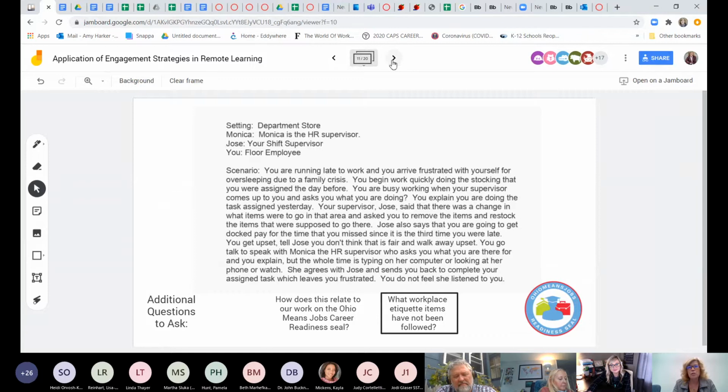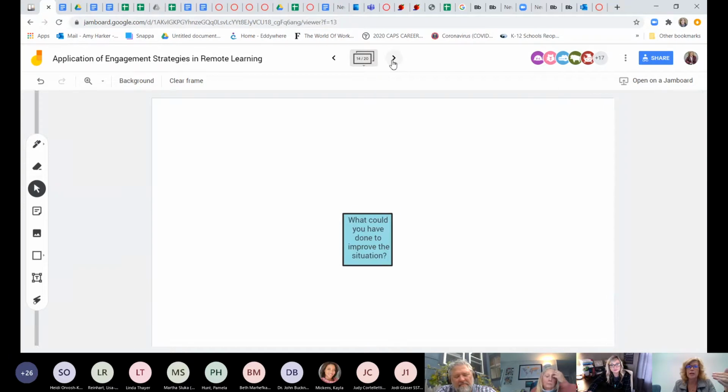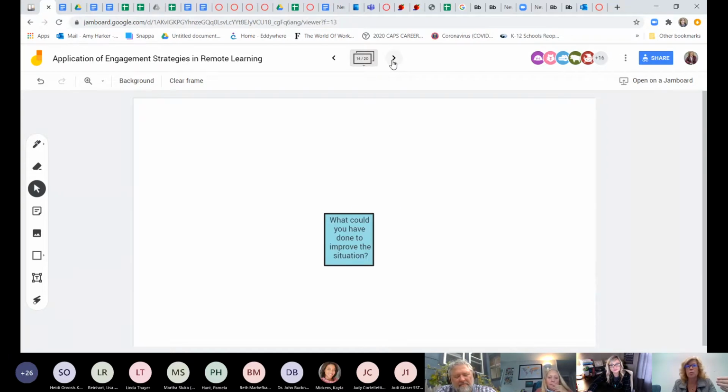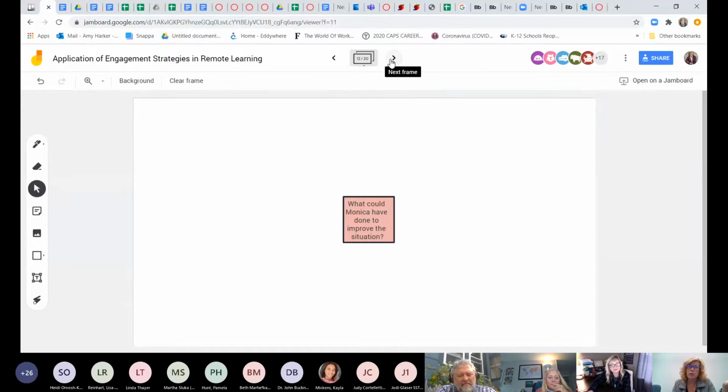And if you go to the Jamboard, this is one way that you could set it up. I would have one board with a question in the center, which is what Monica could have done. The second one is what Jose could do to make the situation better. And then the third one is what could you do to improve the situation. Now know that as a user and as a participant, you can move from Jamboard to Jamboard using your controls where you're logged in, and you won't change the view that I have. So if you want to look at another page in the presentation, you can move forward, so another board.